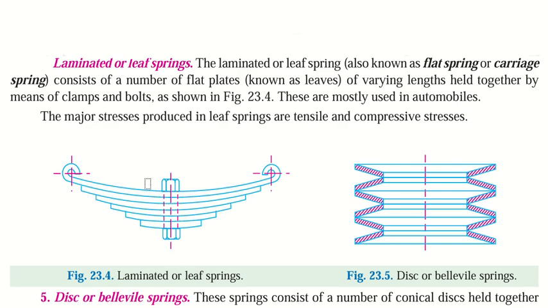The plates have different lengths and are joined together, and a clamp and bolt arrangement is used for joining them together. These are mostly used in automobiles. The major stresses produced are tensile and compressive. Sometimes it will be a tensile force, sometimes a compressive force, so it depends on the actions happening in the automobile.